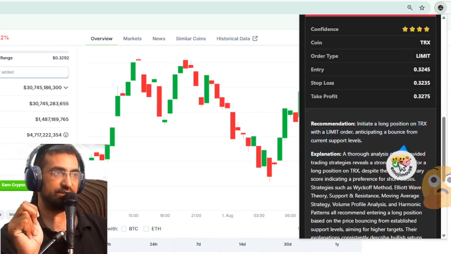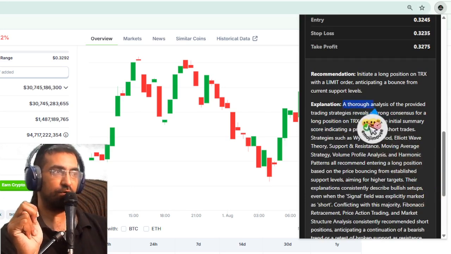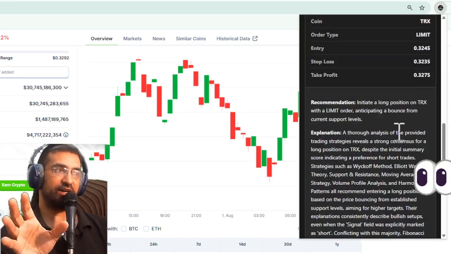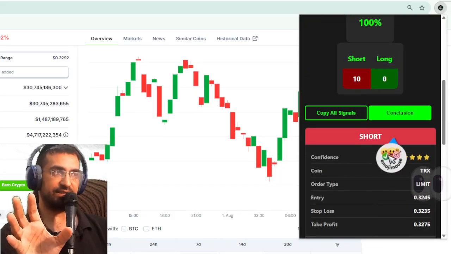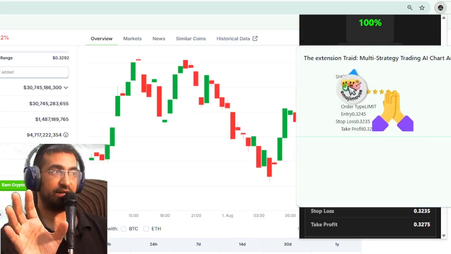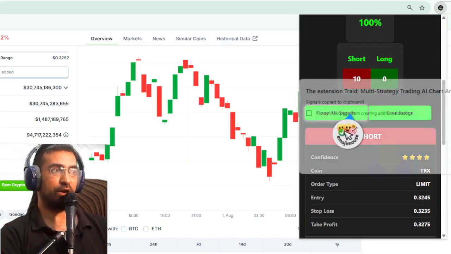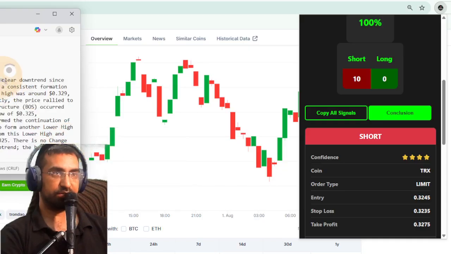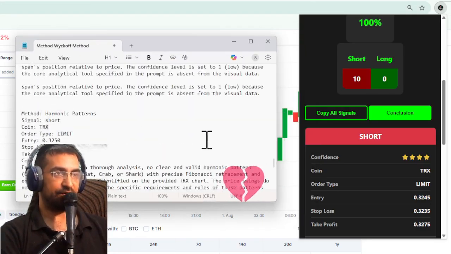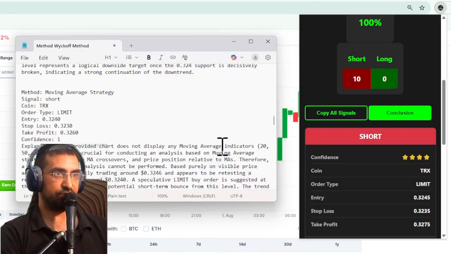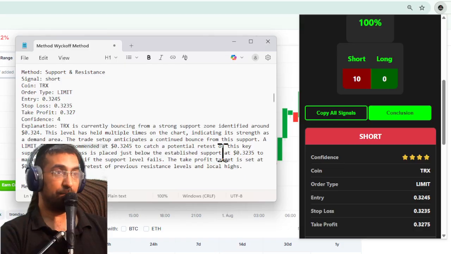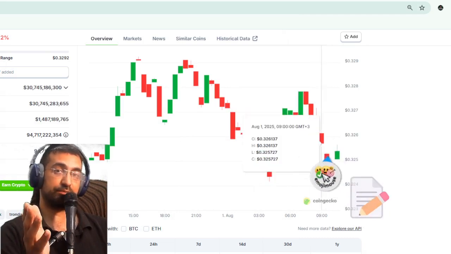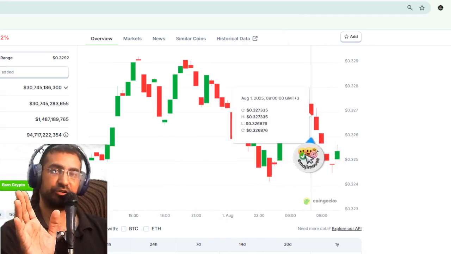Now, as you can see, this is the recommendation, and there's an explanation of all the trading strategies and what they have all decided. Now, the AI takes all of the 10 different analyses and provides a conclusion, and this is the conclusion. And if you want, you can copy all the signals and then have a look at them in, let's say, a document, and you can have a quick look and see what each of the strategies is saying. So as you can see, all of the strategies said that you should do a short trade, and if that's correct, this price should plummet down. Of course, this was all for educational purposes.